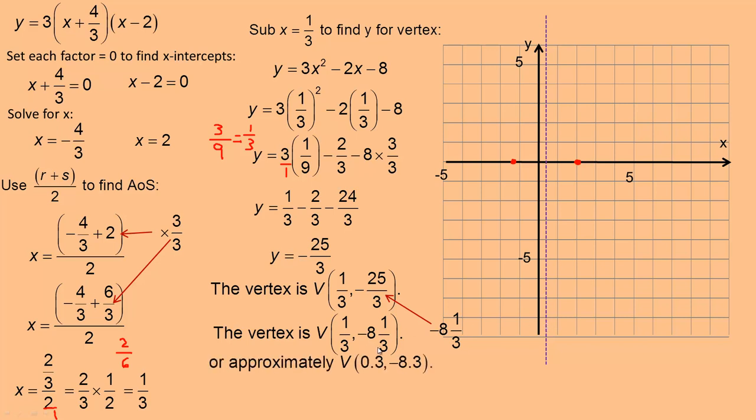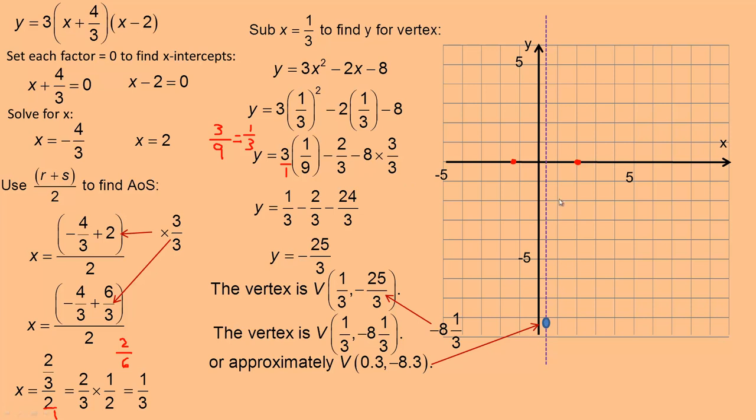You could also change that to a decimal. 1 divided by 3 to 1 decimal place is 0.3. It's actually 0.3 repeating, so I'll round it to 0.3 for the sake of graphing. And this would be -8.3. Again, that point about right there. So we'll put our dot there. That's the vertex. So our parabola is going to open up.